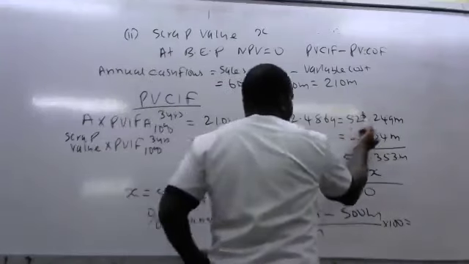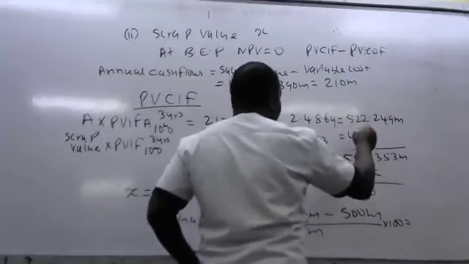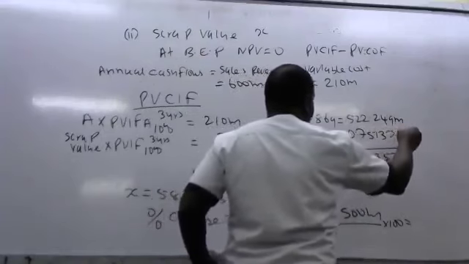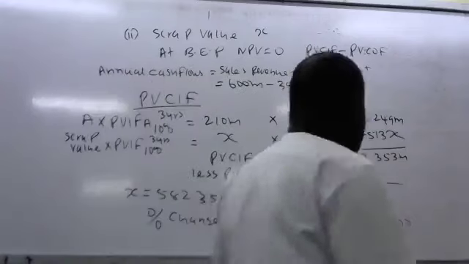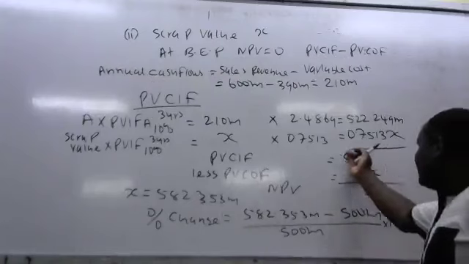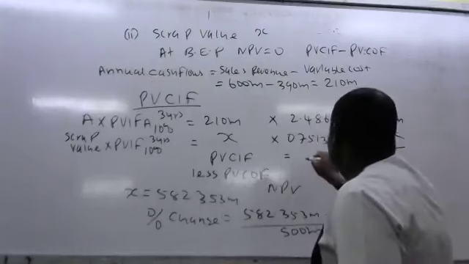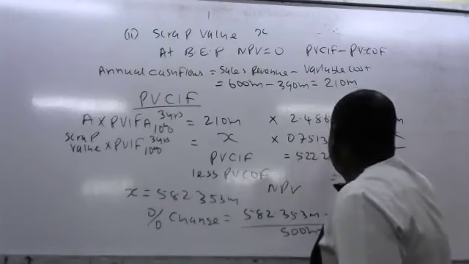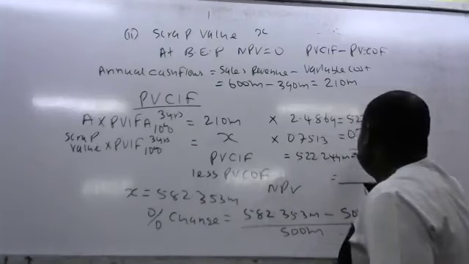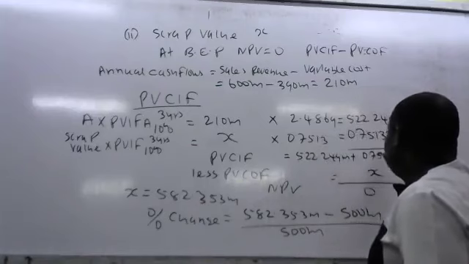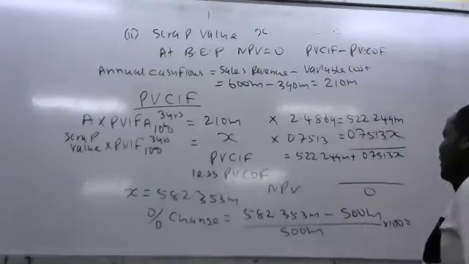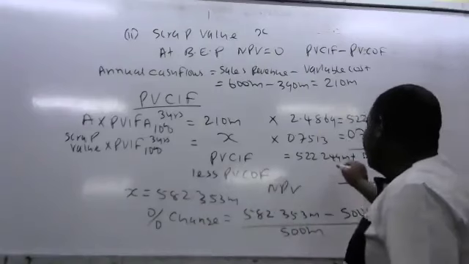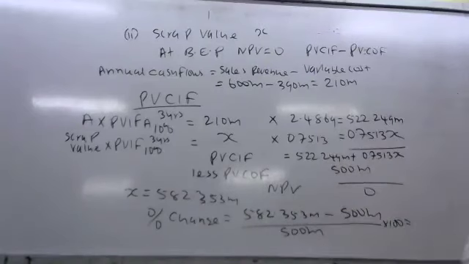Your E figure is 0.7513 X. So that now this part is going to be 522.249 millions plus 0.713 X. But now your initial cost goes back to where it was. Remember, initially it was how much? It was 500 million. Yeah, your NPV is 0.